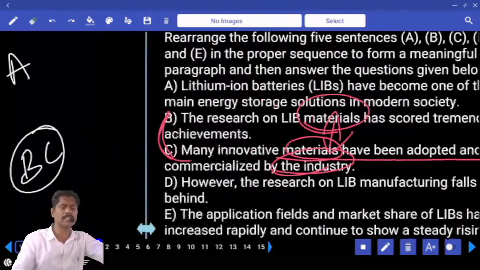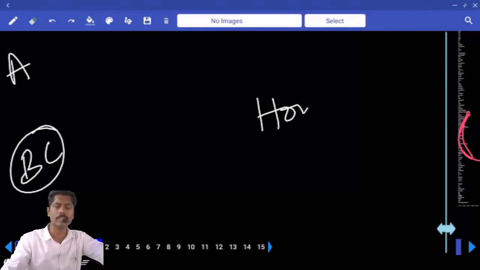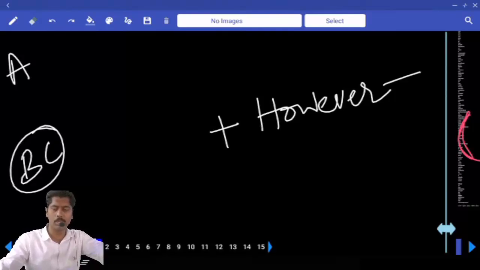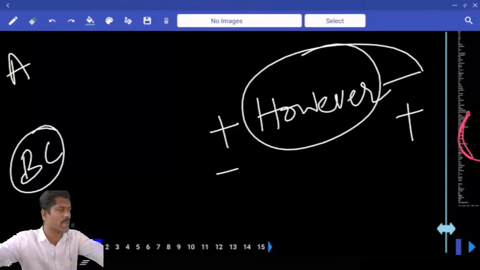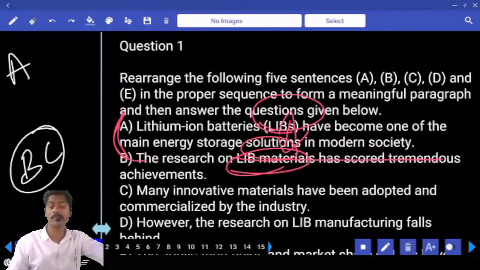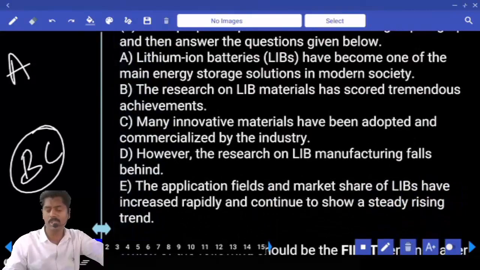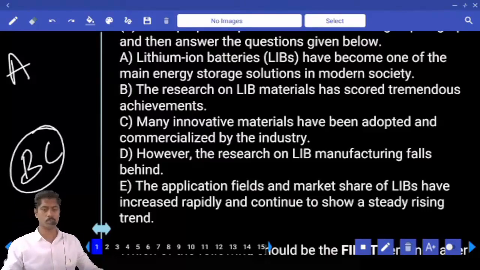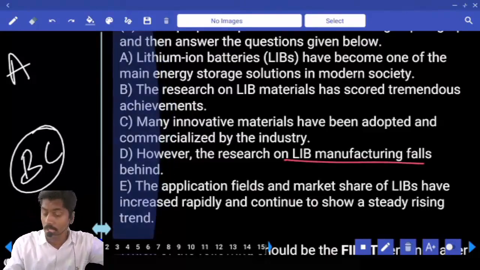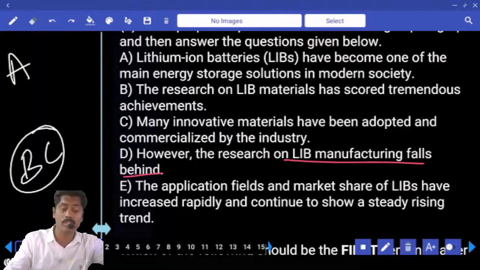However, if a sentence is starting with however, generally, when do we use however? However is used to combine a positive negative or negative positive statement. So it is used for showing contrast statements. So far we have read whatever we have read related to lithium ion batteries. Is it in a positive tone or negative tone? Positive tone. Look at however, the research on LIB manufacturing falls behind. Means it is telling negative.